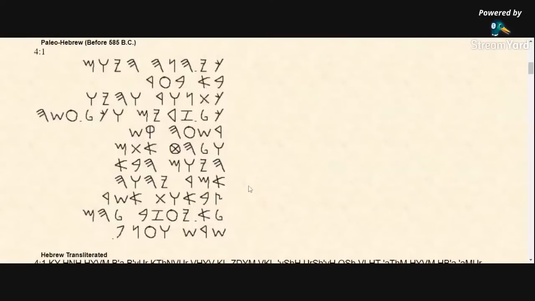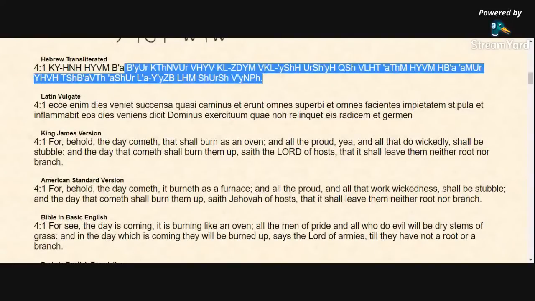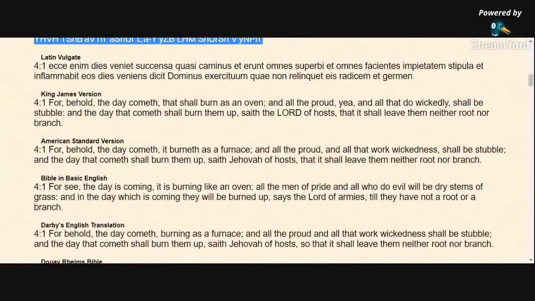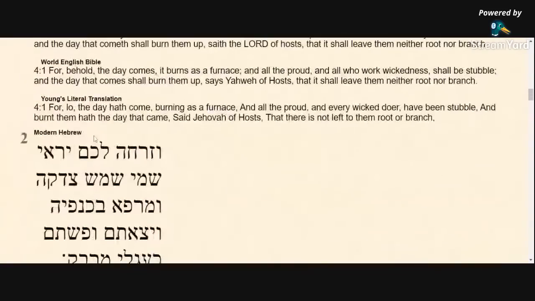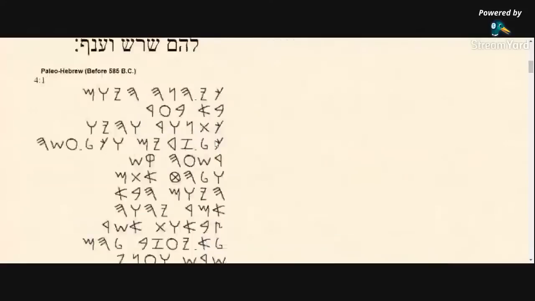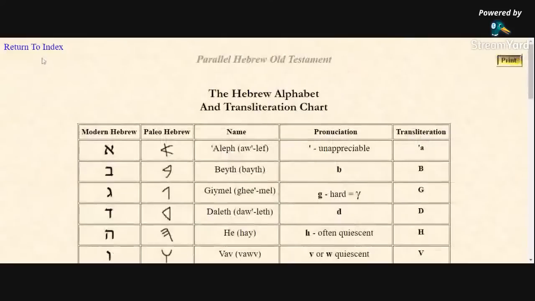Look at that. And you can find all types of Paleo Hebrew. Then it gives you Hebrew transliterated, right? Just some more of the consonants with no real vowels in it. Latin Vulgate, King James Version, American Standard Version, all these different versions, which is all well and good. I just wanted to show that. And then you can also go here. You can click on it.